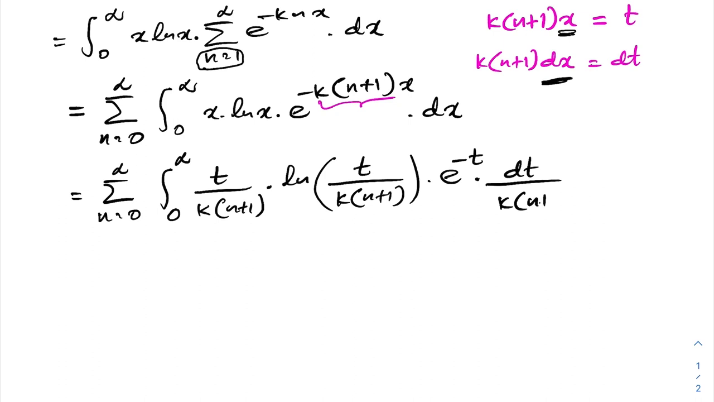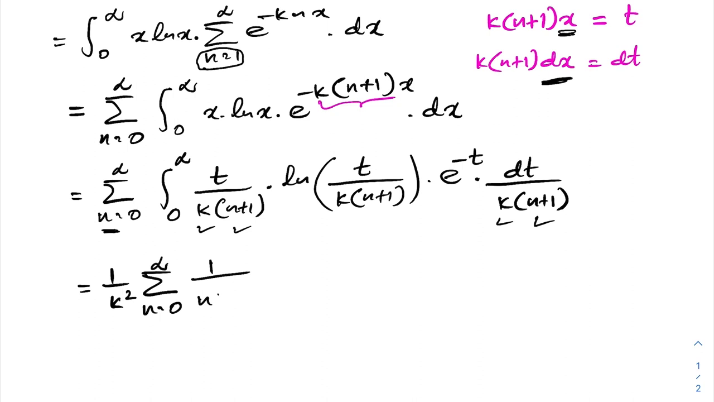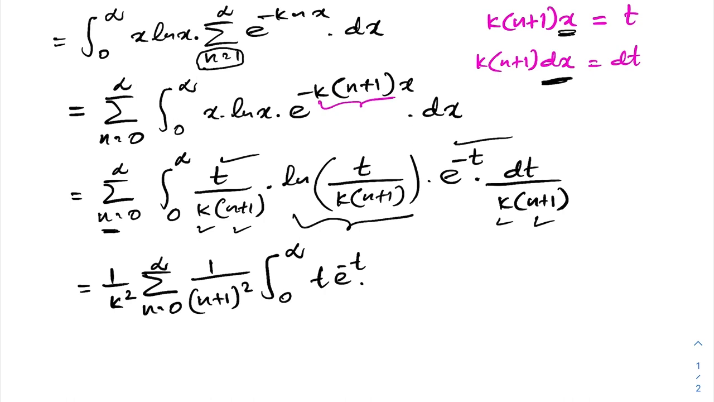Okay, then we have the sum n equals 0 to infinity, and the variable of integration is t. Here we have k squared, so we can write outside of the sigma notation 1 over k squared, then the sum from 0 to infinity of 1 over n plus 1 perfect square, then the integral from 0 to infinity of t times e to the minus t times natural log of t over k times n plus 1. According to the property of natural log, we can write natural log of t minus natural log of k minus natural log of n plus 1 dt.